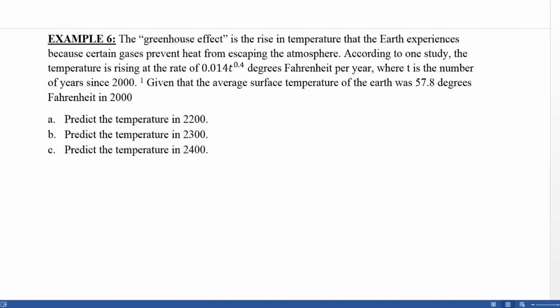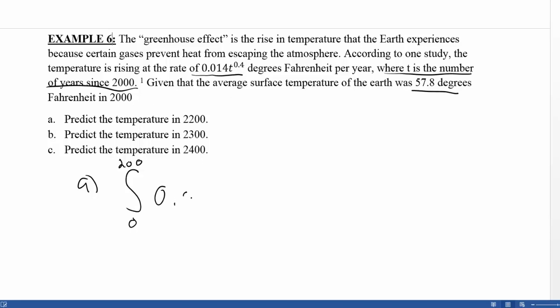2200, 2300, and 2400. So again, what we're given is the rate at which the temperature is changing. So if we were to integrate that rate, that would tell us the total change in temperature between 2 points. So for part A, the values we're interested in, t is the number of years since the year 2000. So we want to know how much it's changed from 2000 to 2200, so over 200 years, because again, our initial measurement here is what's going on in the year 2000.